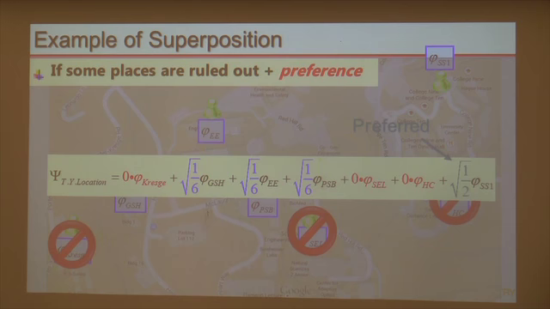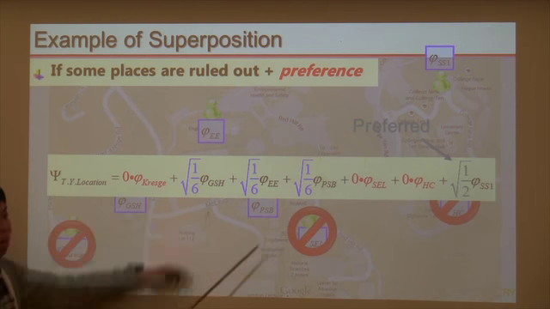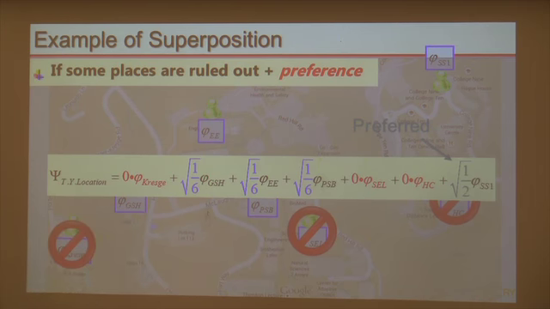And in order to normalize the function, the probability of finding me on the campus must be 1, so the other coefficients must decrease. So that simply means the probability of finding me in other places will decrease. Okay, make sense? Makes sense. Let's go one more step.